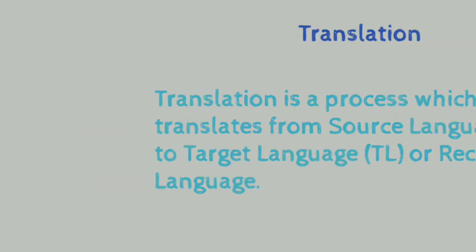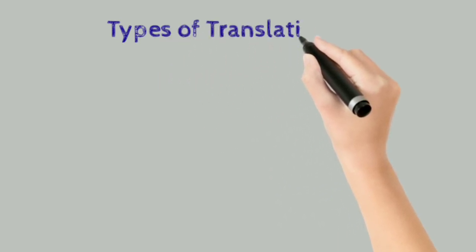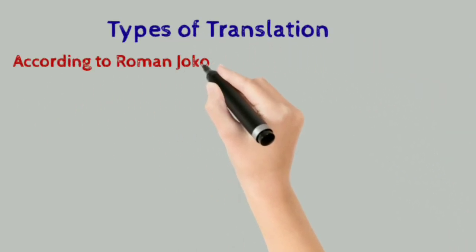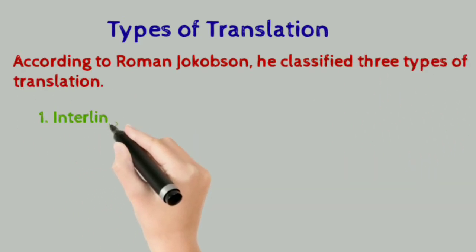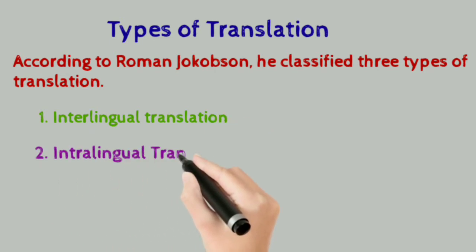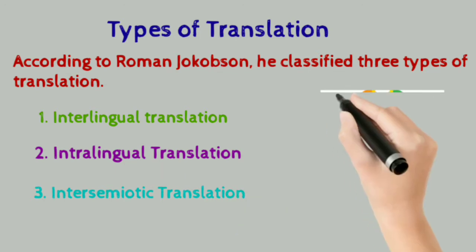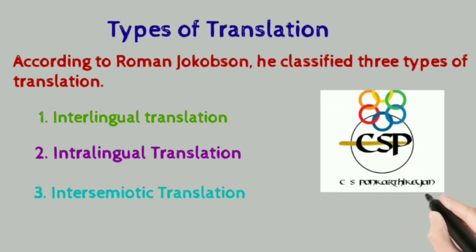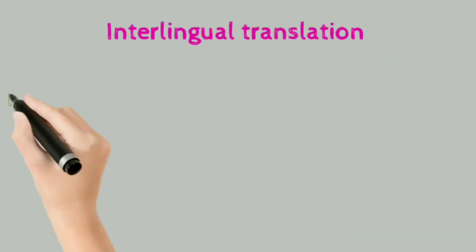Many critics classify different kinds of translation, even 10 types, but particularly everybody agrees with Roman Jakobson, who classified 3 types of translation. The first is interlingual translation, the second is intralingual translation, and the third is intersemiotic translation. Now we see what interlingual translation is.